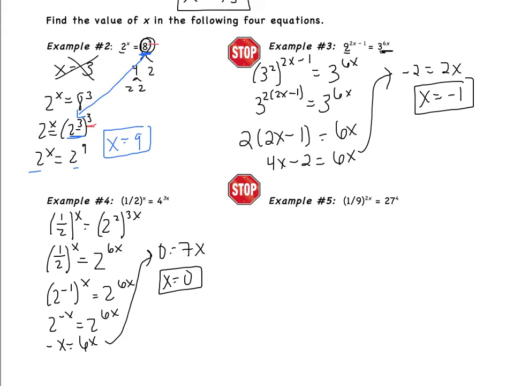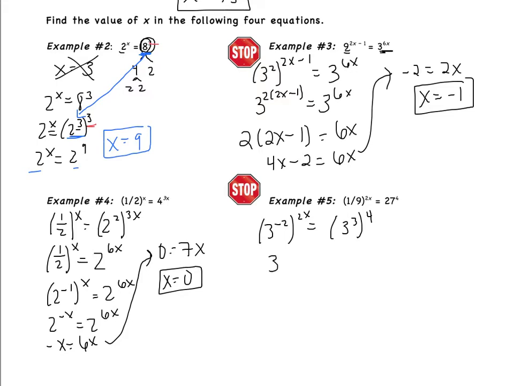Okay, let's see how we did. I'm going to start by rewriting the right side. 27 is 3 to the third. 1 over 9 is going to be 3 to the negative second. 3 squared would be 9, so 3 to the negative second is going to be 1 over 9.